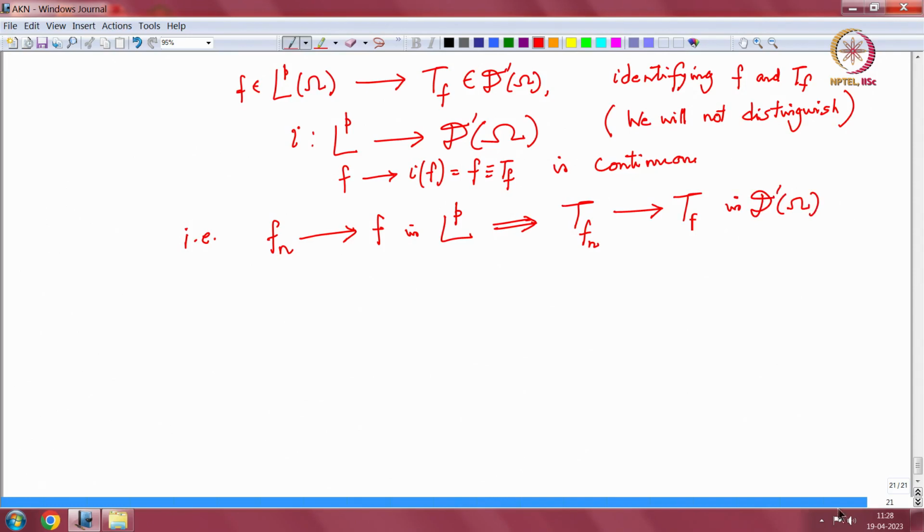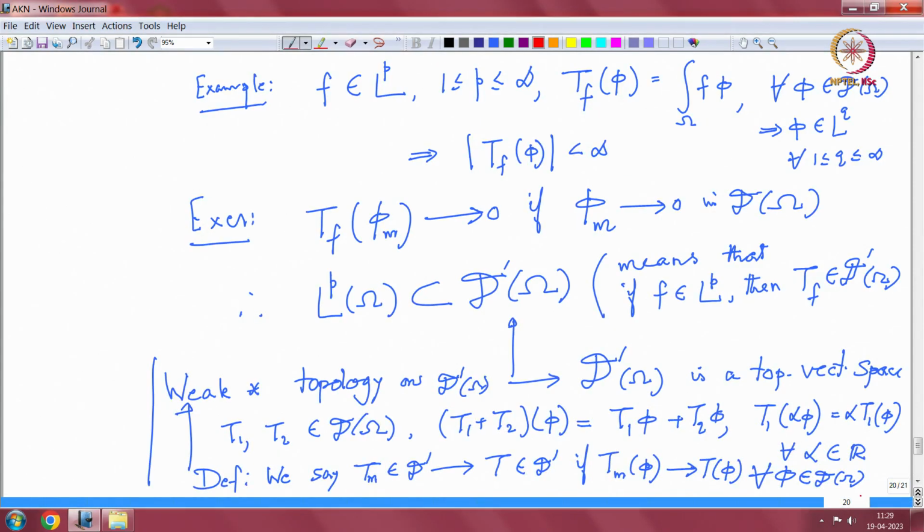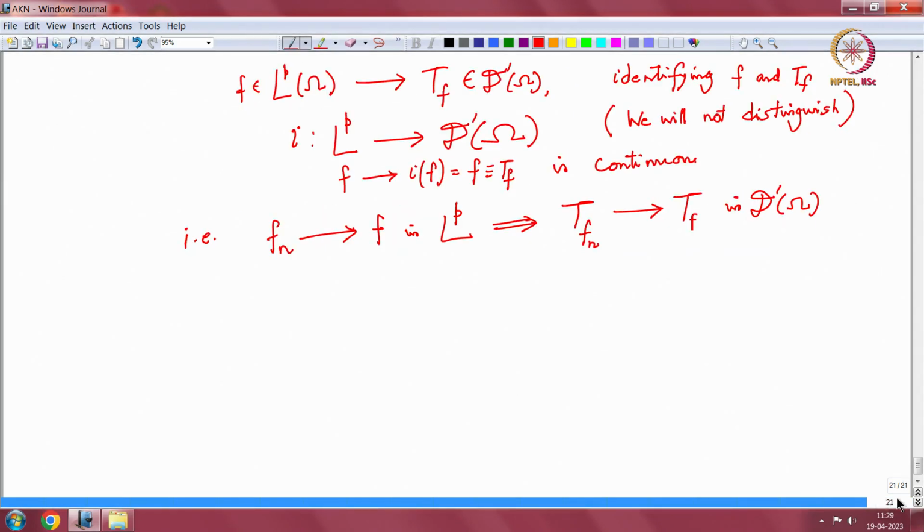So, in this case we say that T_m converges to T in D prime. The notation is that we say T_m converges to T in D prime. In D prime means in distribution, equivalently. So, you have to write down: whenever this convergence happens in D prime, we say that the convergence is in distribution, which we are going to see in the whole course, and even in the next course we will see this aspect.